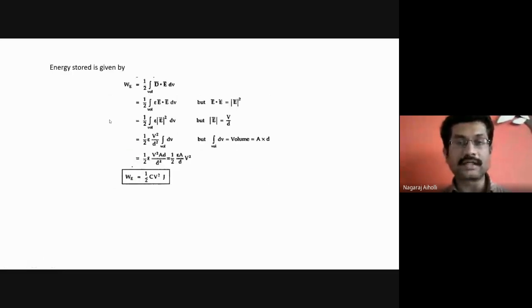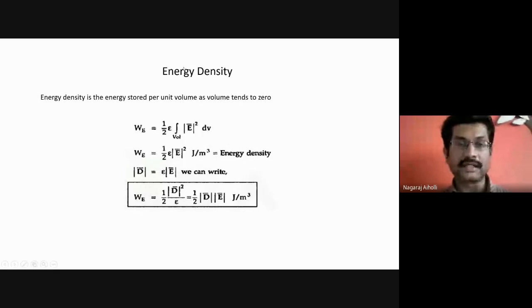Based on this energy stored in a capacitor, we will get the equation for energy density. Energy density is the energy stored per unit volume as the volume tends to 0. Note that, energy stored per unit volume as the volume tends to 0 gives nothing but the energy density. Therefore, WE is given by half epsilon volume integral E square dV. Right? That is the equation for WE.